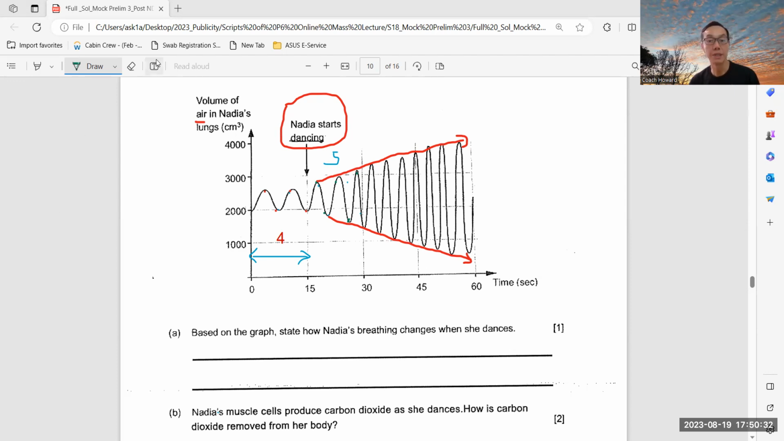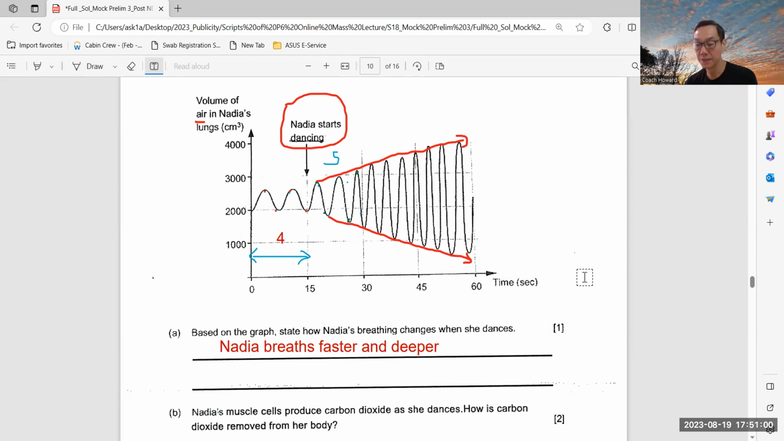So for this one, based on the graph, state how. So it says Nadia breathes faster and deeper. Why deeper? Because of the peak. So actually there are 2 things. She breathes faster and deeper.